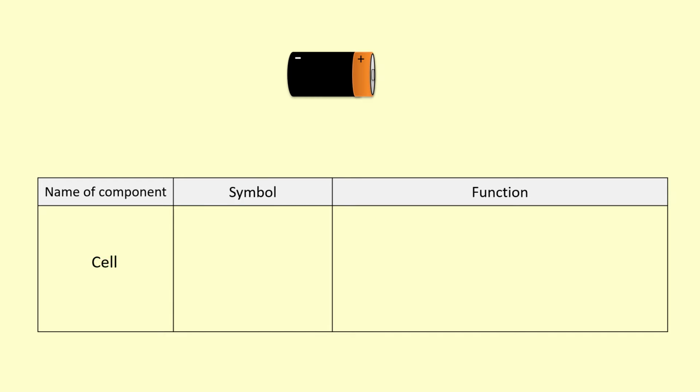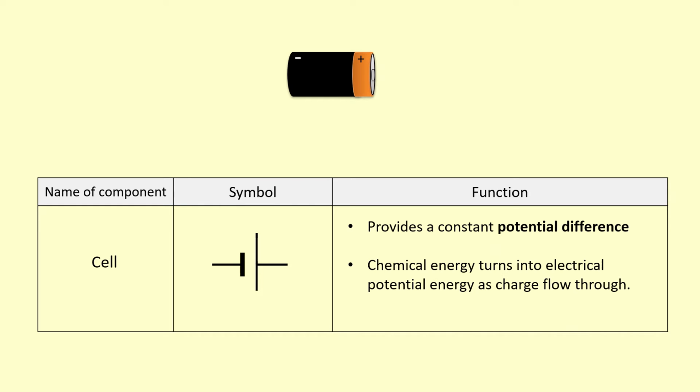Okay, this here is a cell and the symbol for it looks like this: a thick short stick and a long thin stick. Okay, this provides a constant potential difference, basically it provides a voltage. And what's going on is inside it is chemicals and there's a reaction going on, and that turns the chemical energy into electrical potential energy, which is provided to the charge and allowing it to flow.